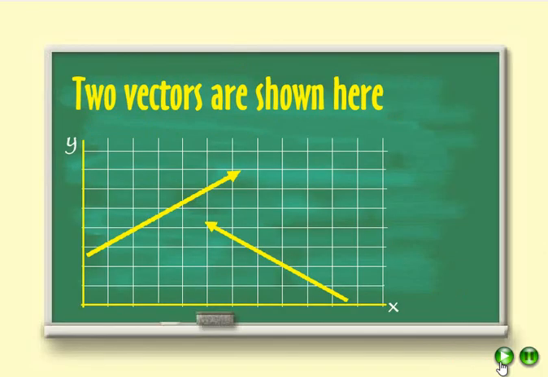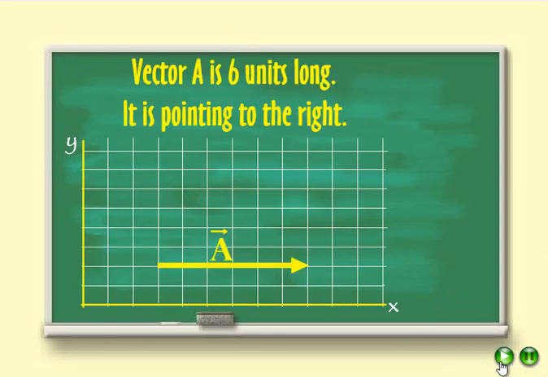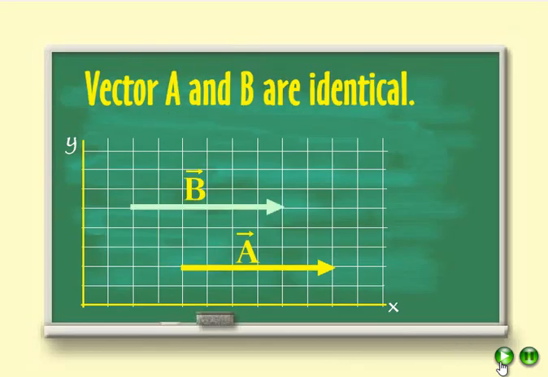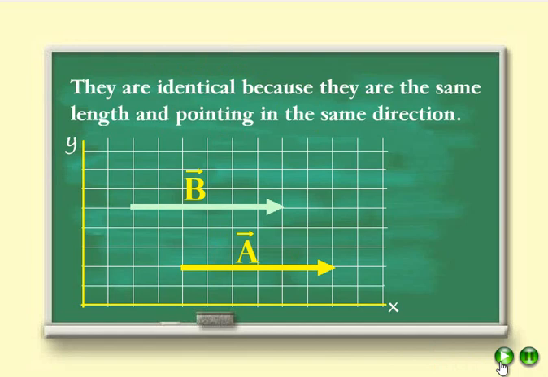Here we see two vectors drawn, each represented by an arrow pointing in a different direction. Vector A has been drawn 6 units long and is pointing to the right, commonly referring to the east. Here you can notice that vector A and vector B are identical. They're both the same length as drawn, and they both point in the same direction.